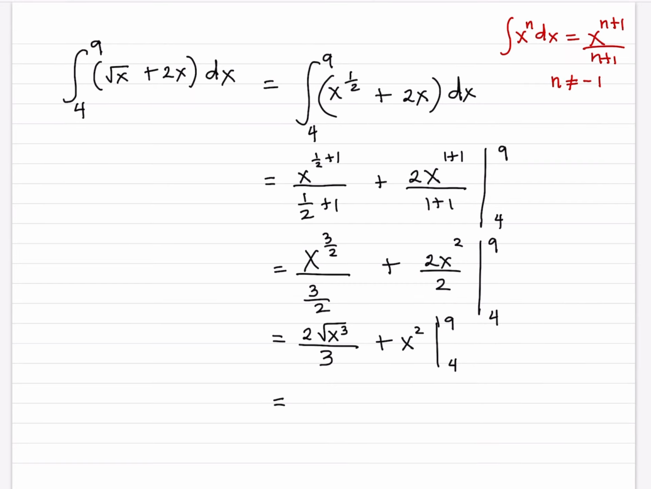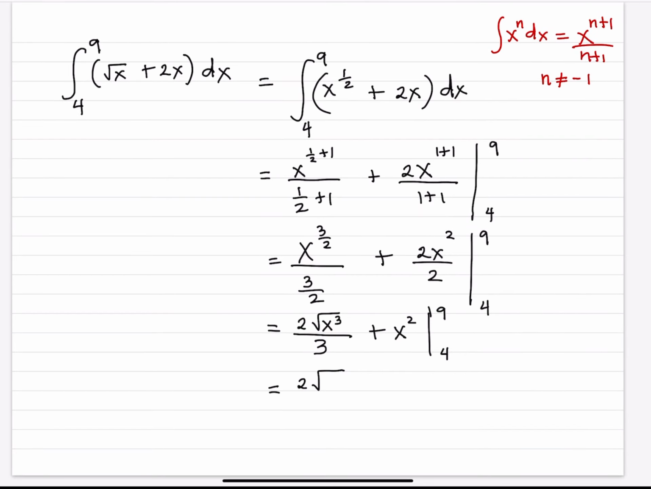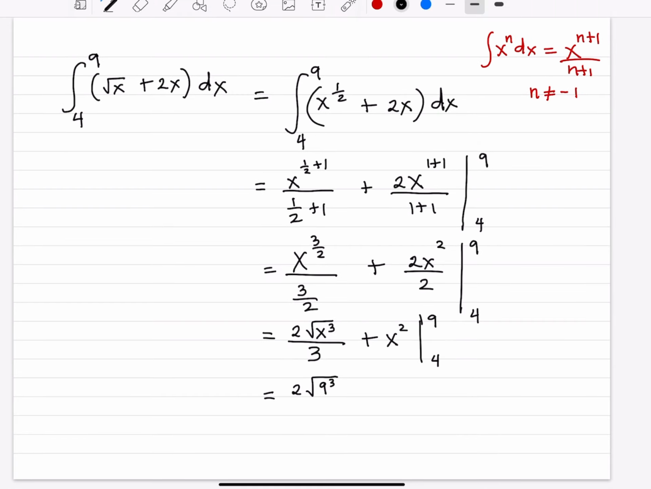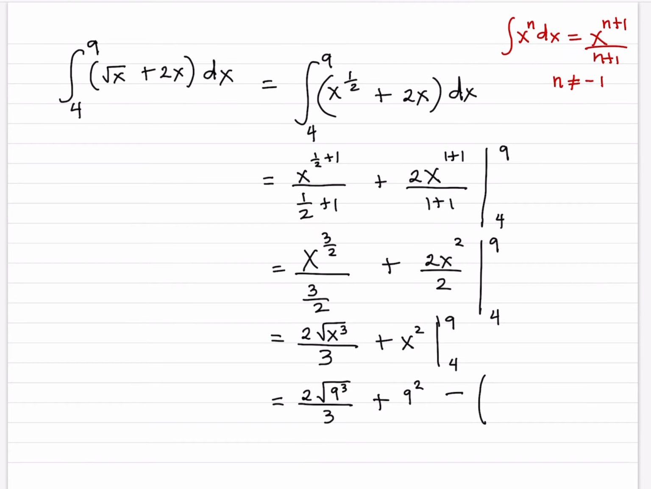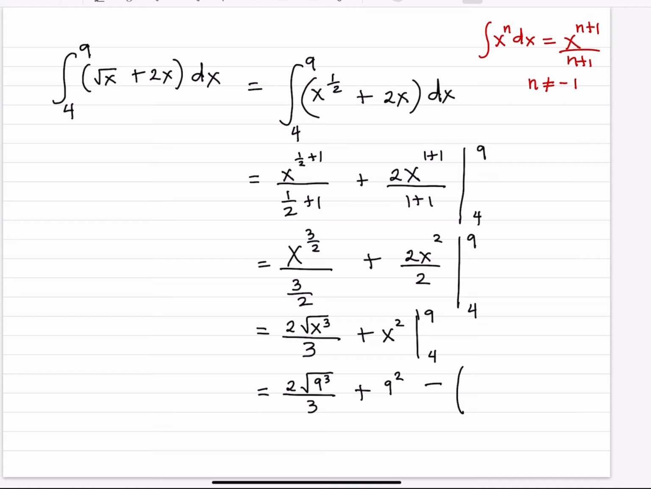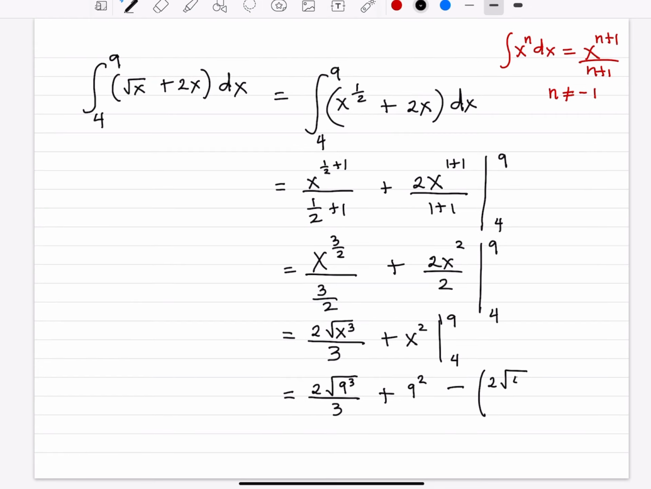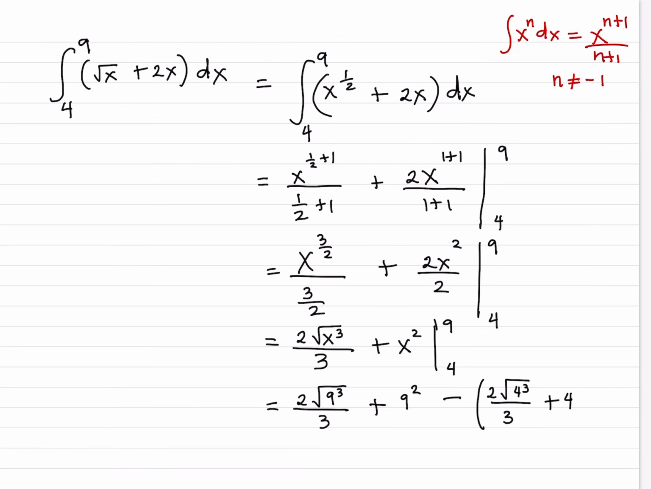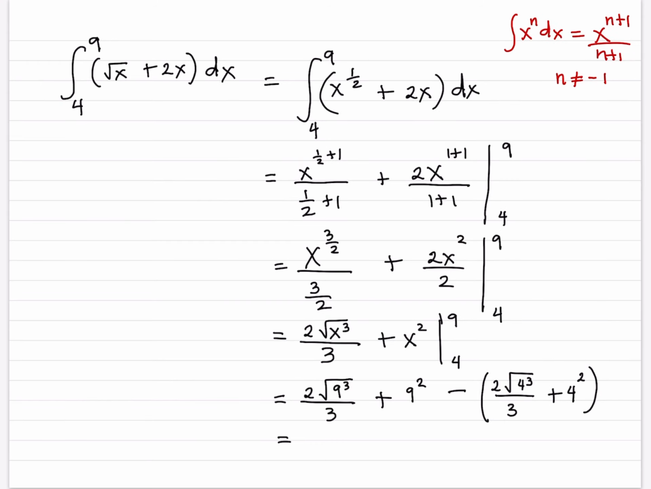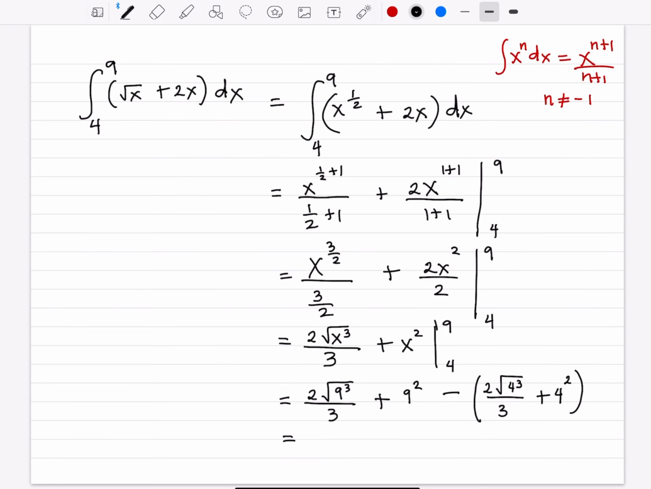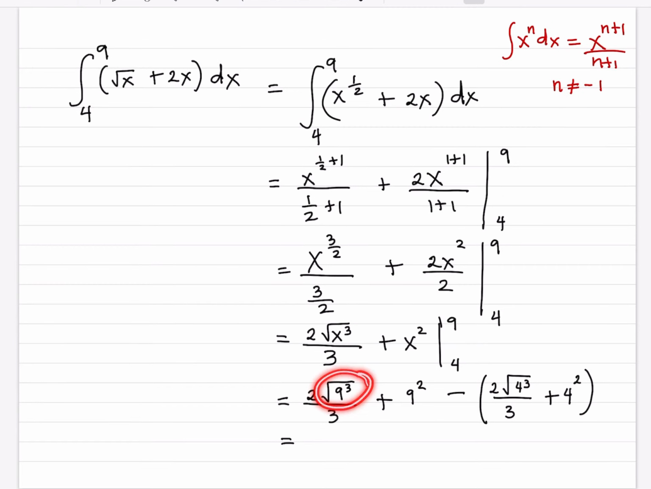Upper limit, so 2 times the square root of 9 cubed all over 3 plus 9 squared, minus, so let's enclose this in a pair of parentheses, we now evaluate using our lower limit, which is 4. So 2 times the square root of 4 cubed all over 3 plus 4 squared. Okay, let's simplify further. What is 9 cubed? 9 cubed is 729. And then extract the square root.